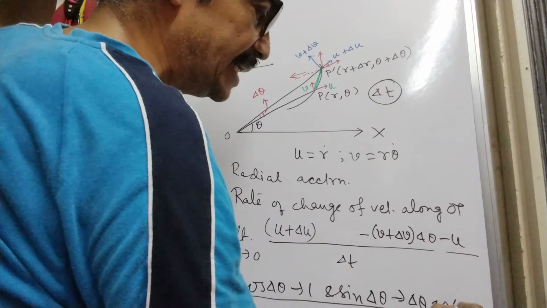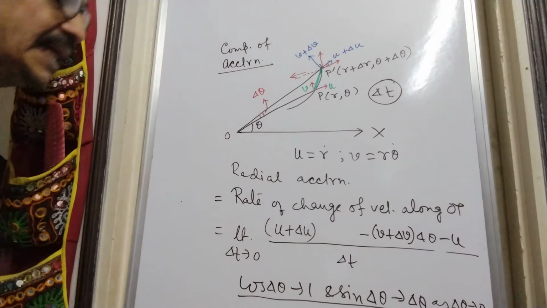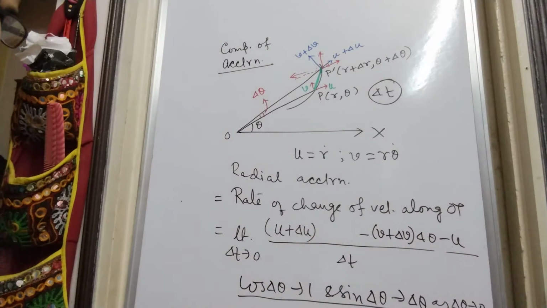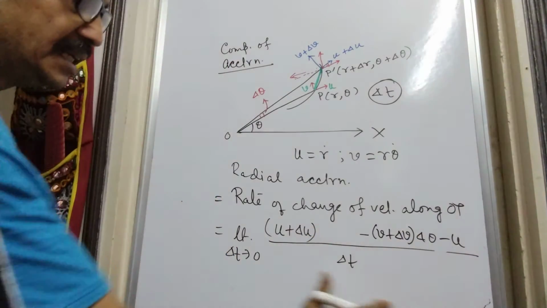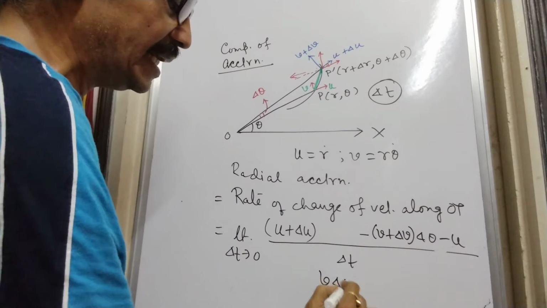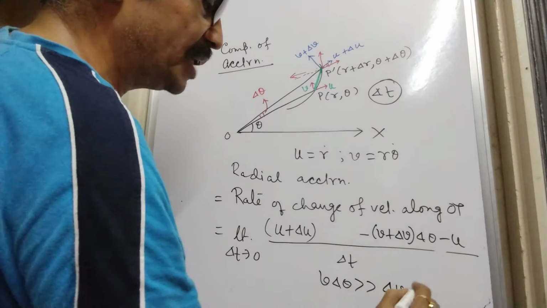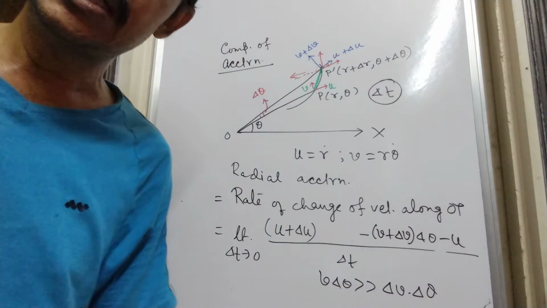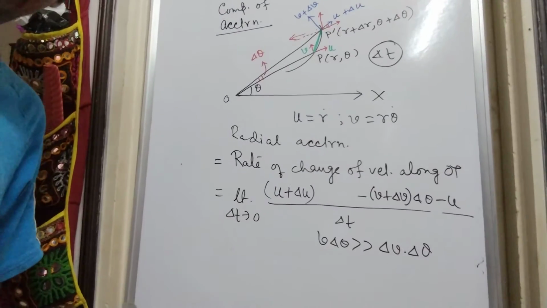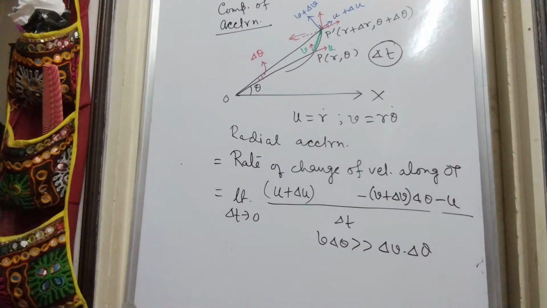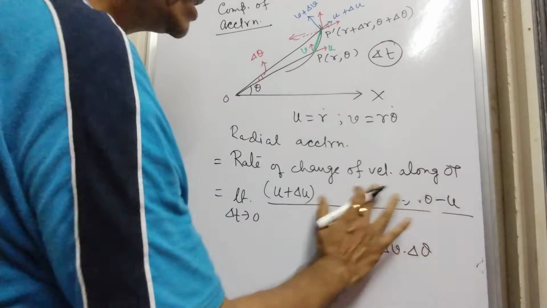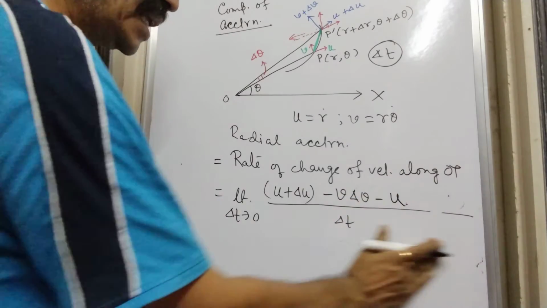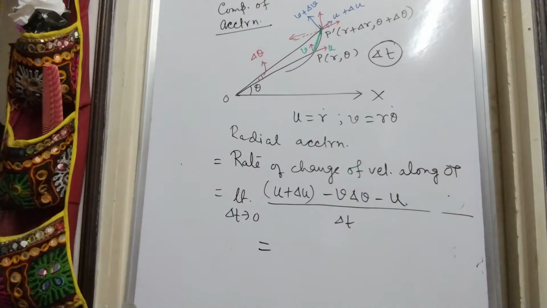We all know that as delta theta tends to 0, which is obviously the case as delta t tends to 0, we can easily replace cos delta theta by 1 and sine delta theta by delta theta only. And then we use the logic that in these two terms, v delta theta is much larger than delta v into delta theta, because delta v into delta theta is the product of two very small quantities. So we should neglect delta v delta theta in comparison with v delta theta, and we keep only v delta theta here. So this is minus v delta theta minus u only, and then we take the limit as delta t tends to 0.